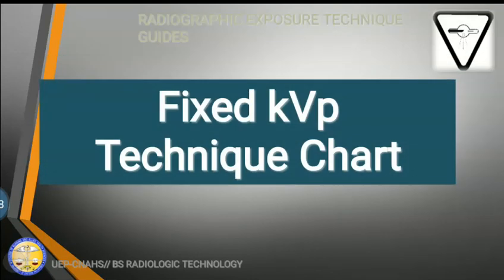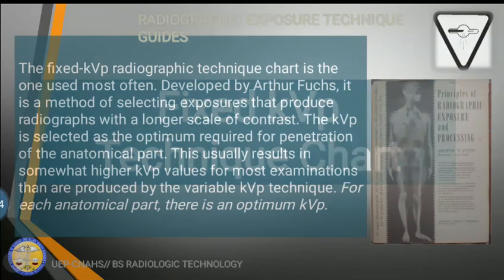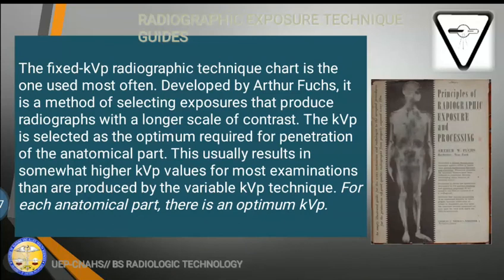Next, we have the fixed KVP technique chart. Fixed kasi hindi na nag-iiba-iba. Okay? So, the fixed KVP radiographic technique chart is the one used most often. It was developed by Arthur Fox. It is a method of selecting exposures that produce radiographs with longer scale of contrast. So, the KVP is selected as the optimum required for penetration of the anatomical part. This usually results in somewhat higher KVP values for most examinations than are produced by the variable KVP technique.